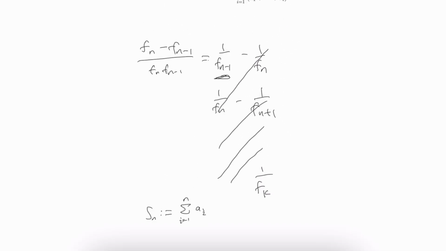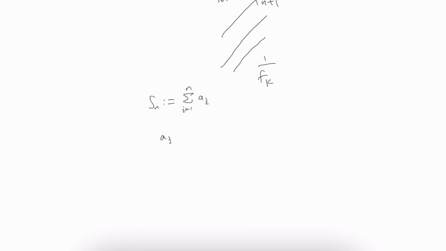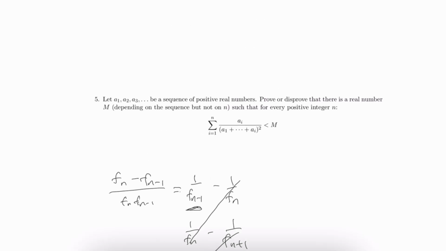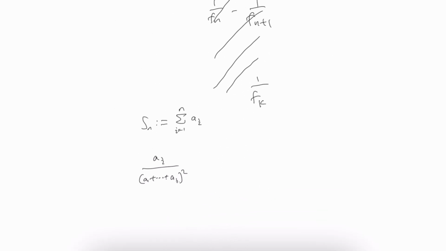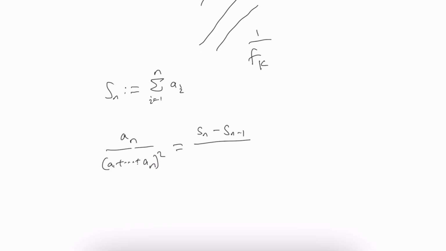Then we immediately have that each term, a sub i over this huge denominator, or let me write it using an n here, is just S sub n minus S sub n minus 1, all over S sub n squared.